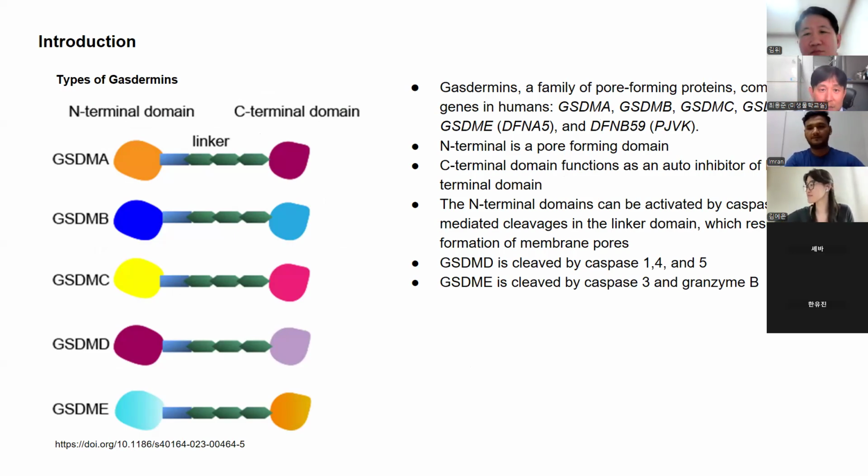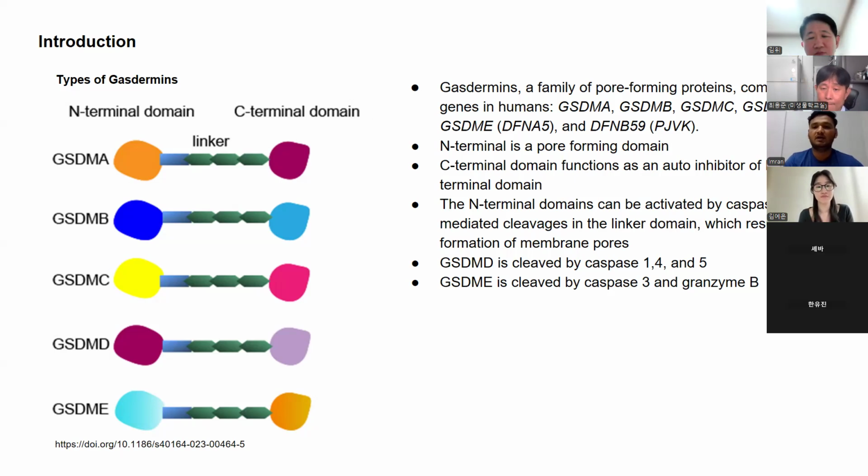Visible. Okay. The Gasdermin family has 6 members, namely Gasdermin A, B, C, D, E, and DFNB59. Gasdermin E is also known as DFNA5, while DFNB59 is also known as PJVK. Except DFNB59, the Gasdermin family has an N-terminal and a C-terminal domain, which are connected by a linker domain. In their structure, the N-terminal works as a pore-forming domain, while the C-terminal functions as an auto-inhibitor of the N-terminal domain.